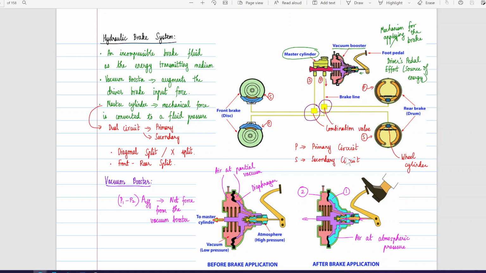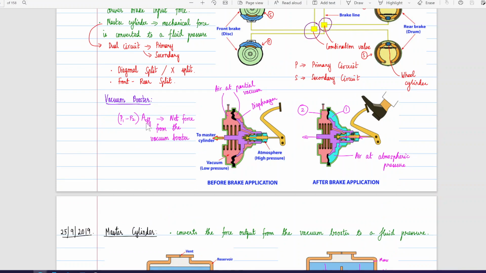Okay, so this kind of dual circuit provides some level of redundancy and improves the reliability of the system. So let's take a look at what the vacuum booster does. So there is partial vacuum on one side, and on the other side there is high atmospheric pressure, and there is a diaphragm in between.